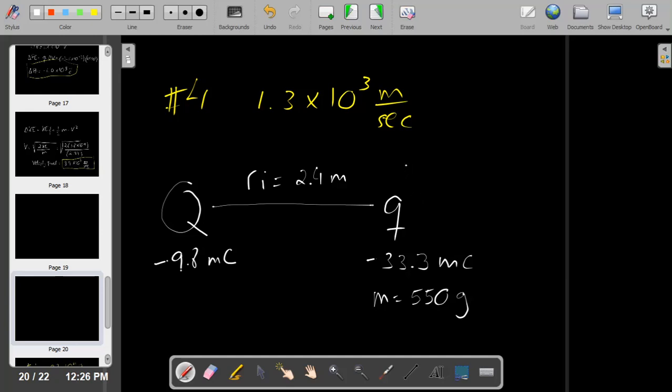It says if the particle starts at rest, so our velocity initial equals 0, that's going to make our kinetic energy initial 0 too, okay? This means kinetic energy initial is going to be 0, okay? What else? Starts at rest, how fast will it be moving after it has traveled?